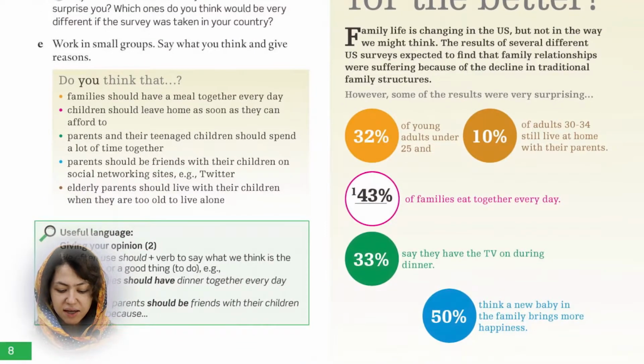32% of young adults under 25 and 10% of adults 30 to 34 still live at home with their parents. Wow, they live at home with their parents. That's it. Let's go to the next part. 43% of families eat together every day. They eat together every day. So that's a good habit.